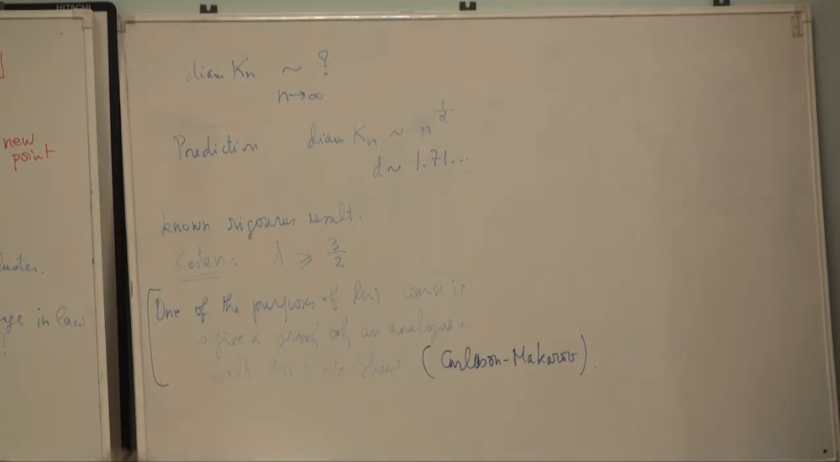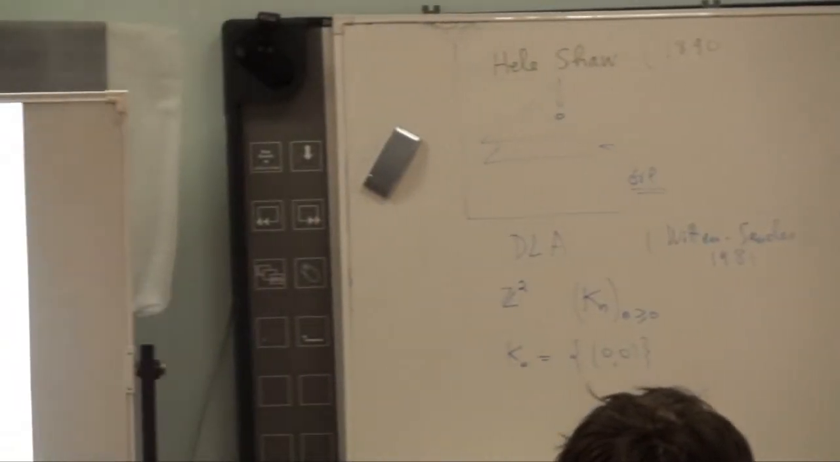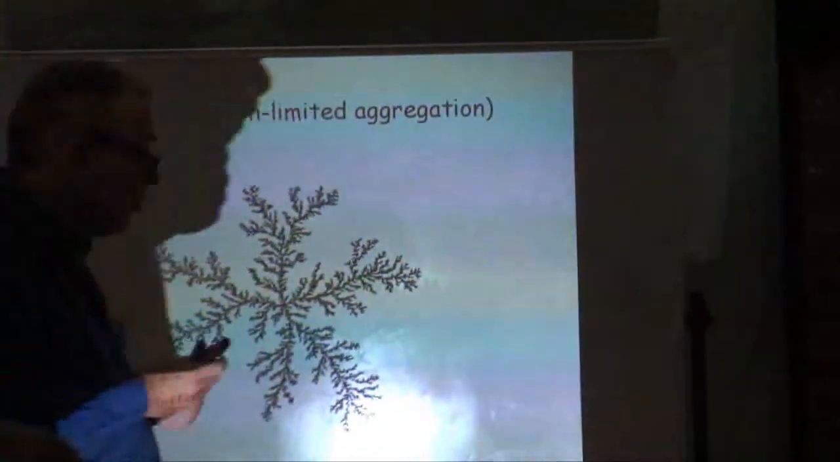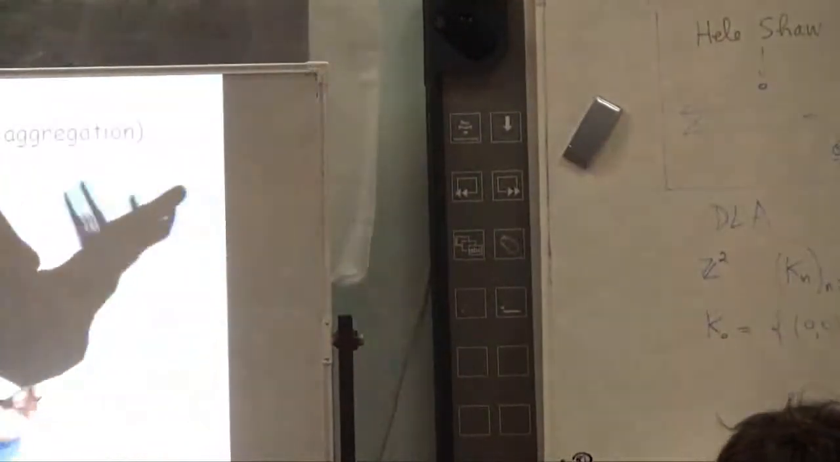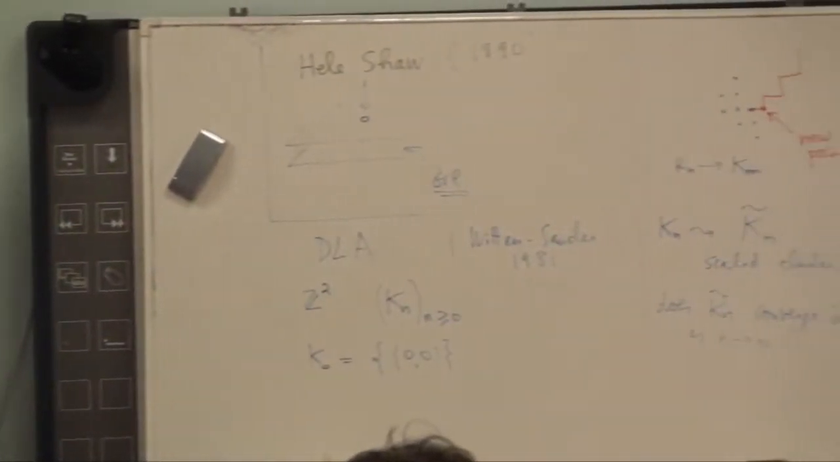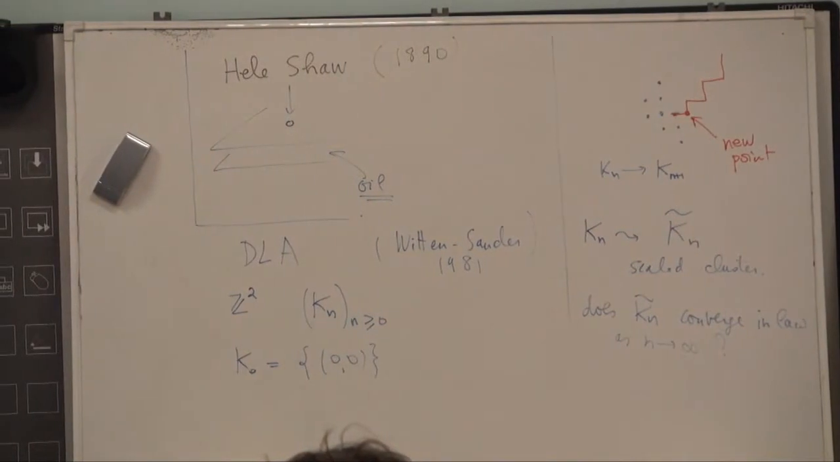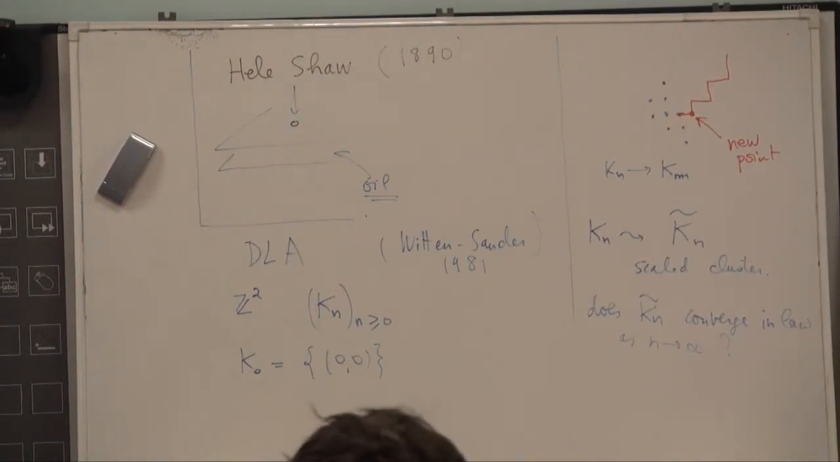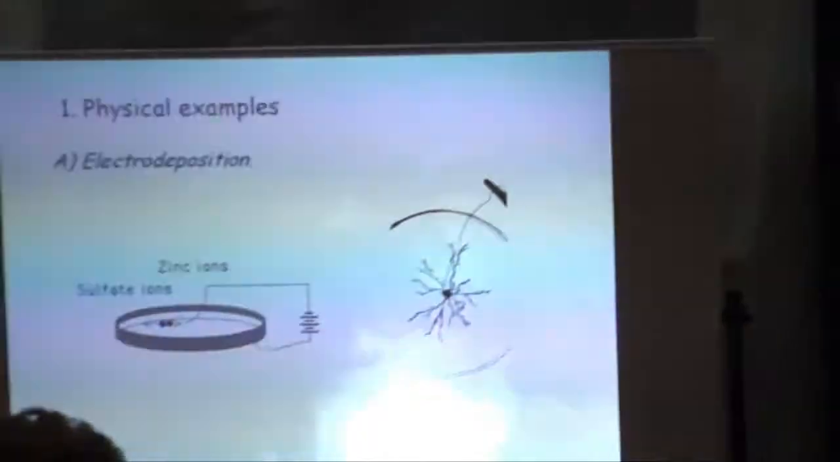Okay, now why did Witten and Sander study this DLA model? They did that because they thought that it was a good model for actual physical experiments. So let me show you some physical experiments that lead to pictures looking like this. So first, the most important one is electrodeposition.